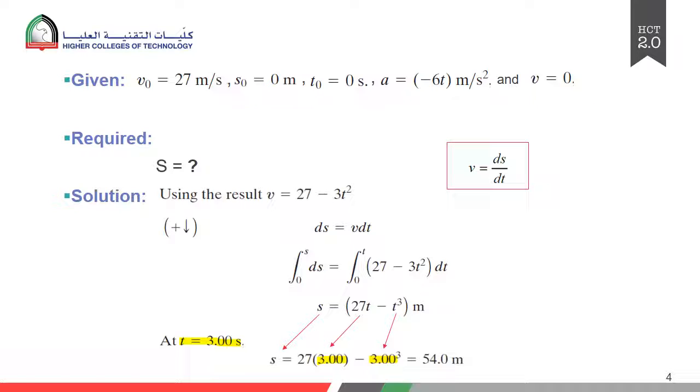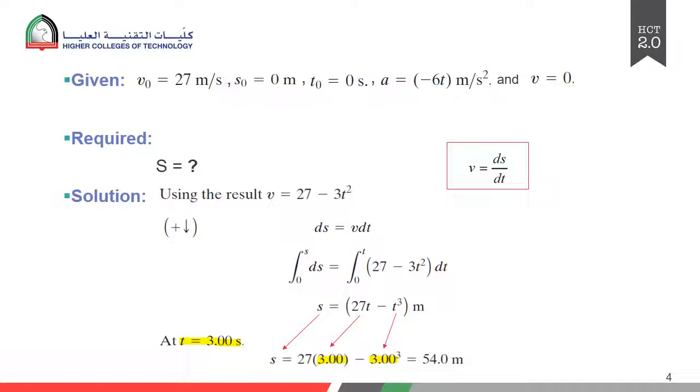After integrating the acceleration and finding the velocity equation, now you should integrate the velocity to find the distance. Velocity is the rate of change of distance with time. It is expressed as v equals ds over dt. Rearrange the equation to have ds on the left side and velocity as a function of time on the right side. Integrate both sides, ds from s equals 0 to s, dt from 0 to t, and you will have the equation s equals 27t minus t cubed.